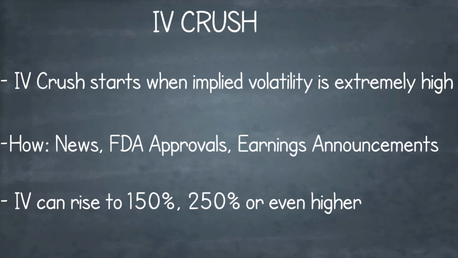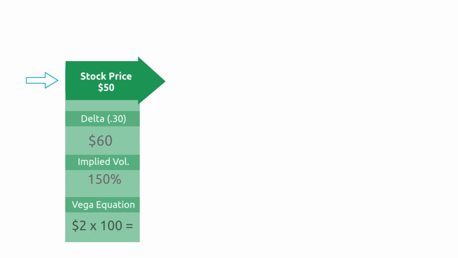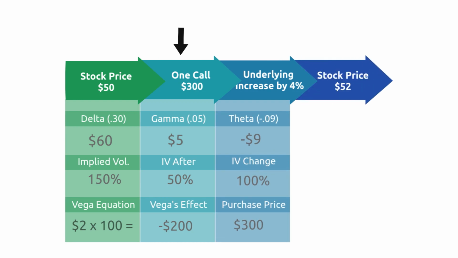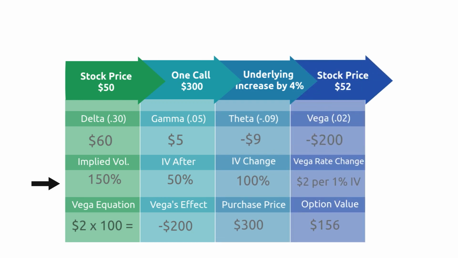Let's give a standard call as an example. The stock is trading for $50. You buy one call with a strike price of $50, which is at the money, and that call costs you $300. At the time of purchase, implied volatility is 150%. Earnings is tomorrow, so the option chain is popping with tons of people trading both calls and puts. The delta is 0.30, the gamma is 0.05, the vega, which directly correlates to implied volatility, is 0.02, and the theta is negative 0.09.